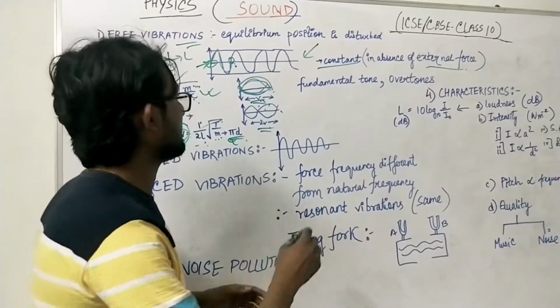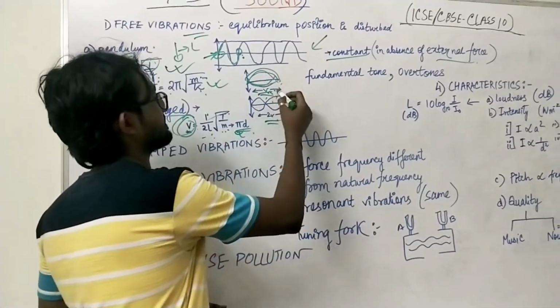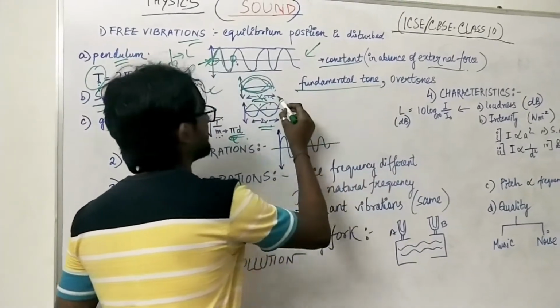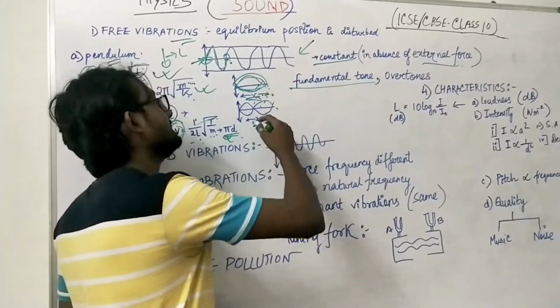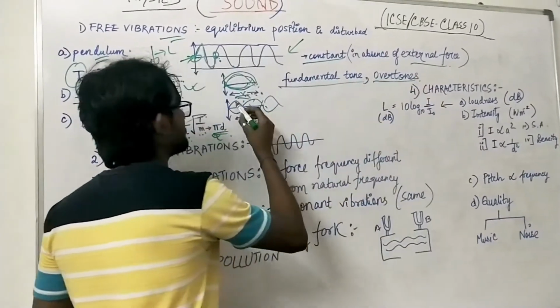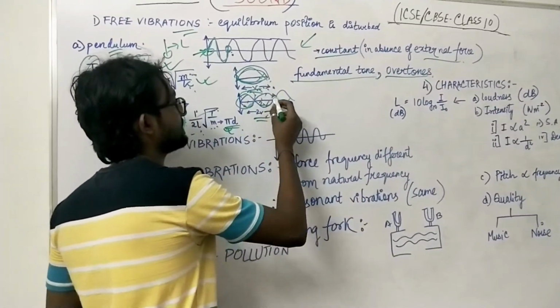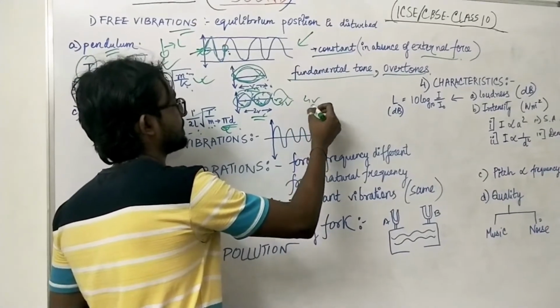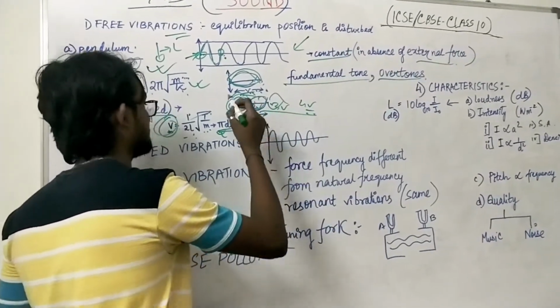This natural frequency is called the fundamental tone. It is the first frequency that is heard. Then it keeps on continuing, and then the overtones come. So this is the fundamental frequency v, then 2v is an overtone, then 3v, 4v, and it goes on. So these are the overtones and this is the fundamental frequency.